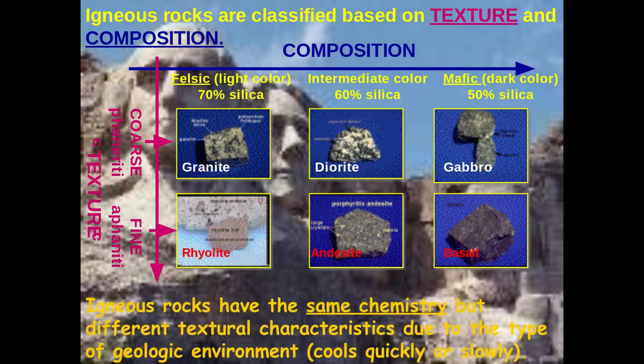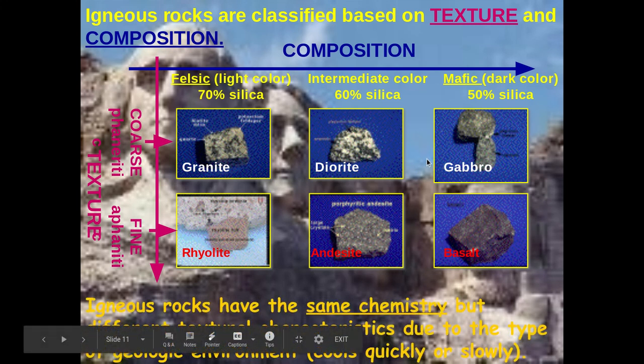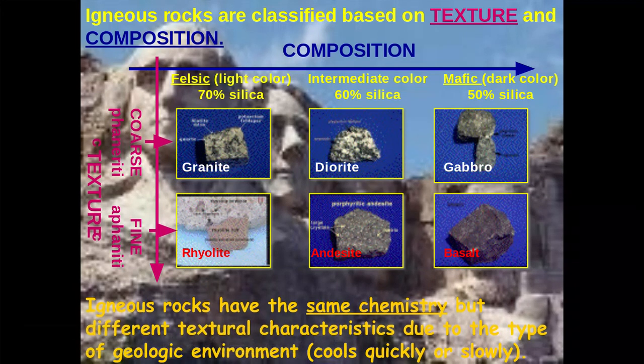So igneous rocks have the same chemistry, but different textural characteristics. And right there, those textural characteristics tell you and indicate to you the environment that particular igneous rock formed in.